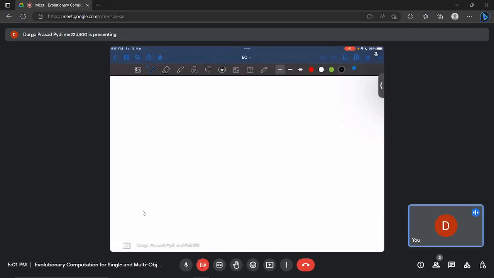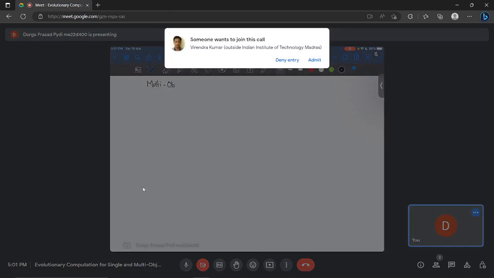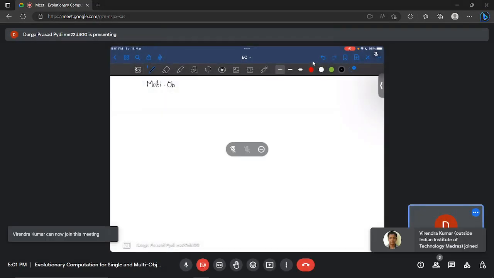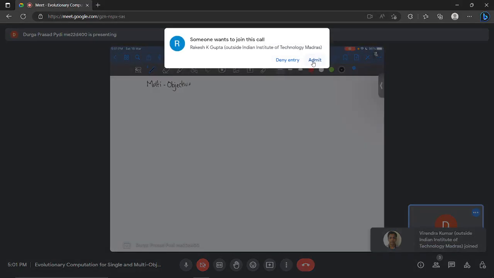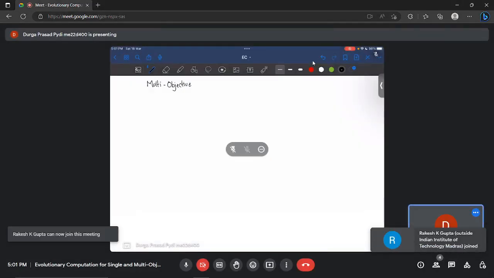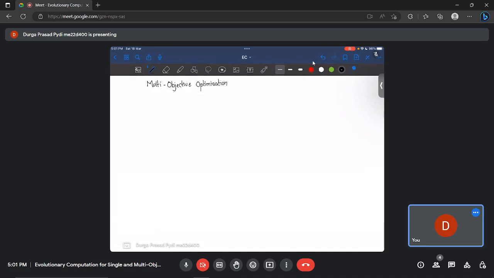So we were discussing multi-objective optimization. We were discussing the two different classes of methods. The one is the preference based.